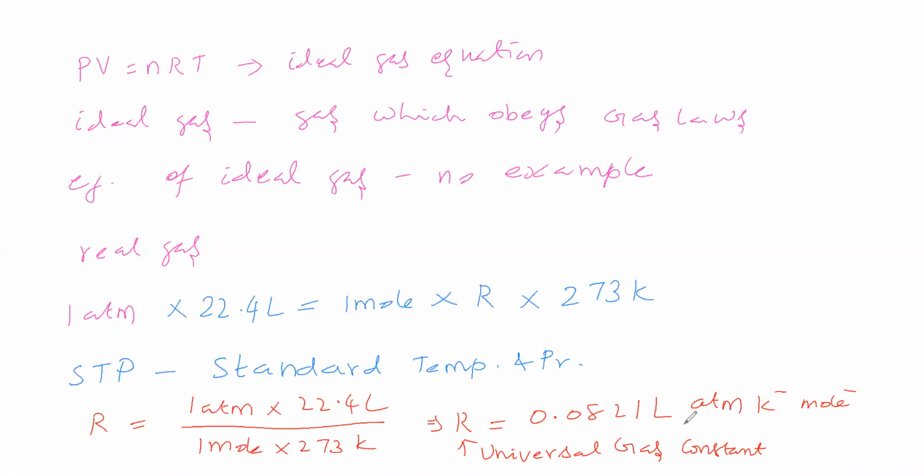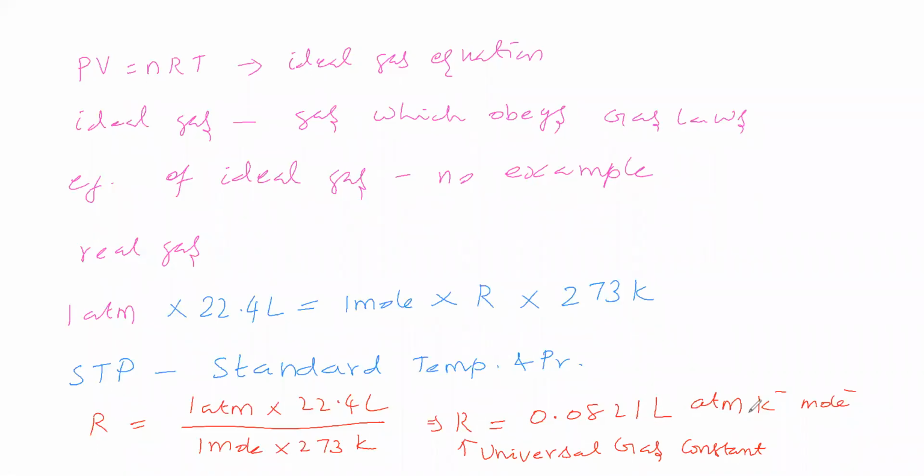Is it SI system? No. How do we say it is not SI system? Because the volume unit given is liter, and in SI system the volume unit is meter cube. The pressure unit given is atmosphere, and in SI system the pressure unit is Pascal or Newton per meter square. So it is not in SI system.